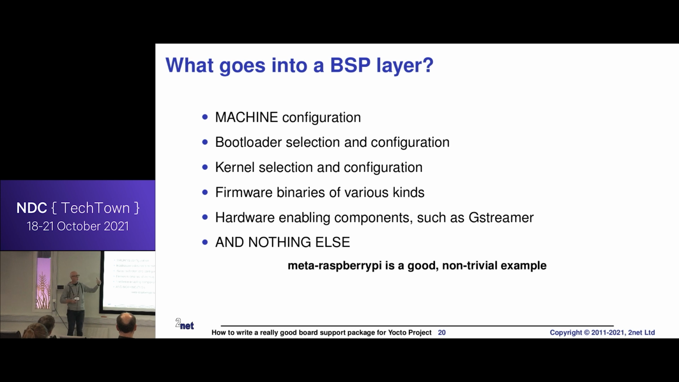And it should have configuration for your bootloader, whatever that might be, the kernel version you want to use, and any modules that requires. Maybe some firmware binaries that you need to boot the system up for various bits and pieces. Other hardware-related stuff, so maybe GStreamer libraries for the particular video controller you have, that kind of thing. And nothing else. So it should only contain hardware-specific stuff. There should not be any generic stuff in here at all. That belongs in a different layer. And meta-raspberrypi actually is a good example. If you are building a BSP, go see what meta-raspberrypi have done. That's a very good template.